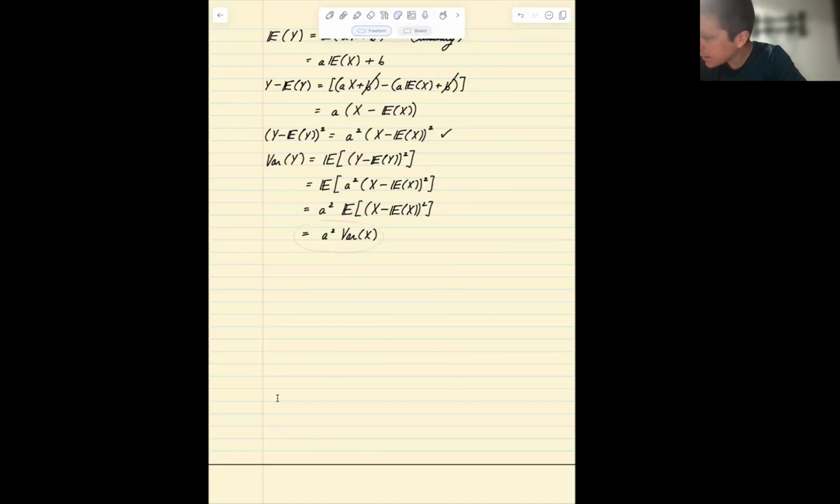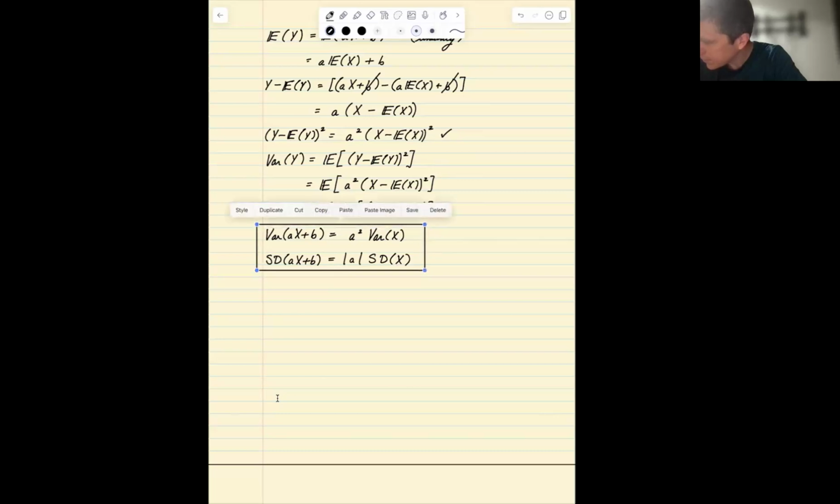So the key consequence here is that the variance of aX plus b is equal to a squared times the variance of X. The standard deviation of aX plus b is equal to the absolute value of a times the standard deviation of X. So that is how variance behaves under changes in scale and location.